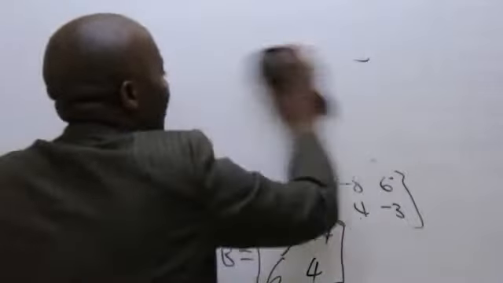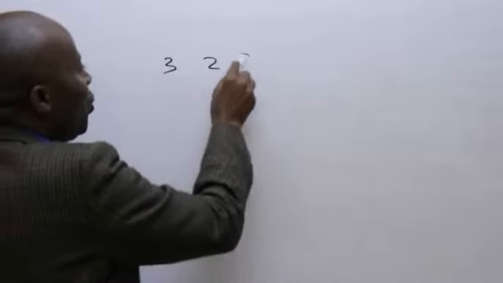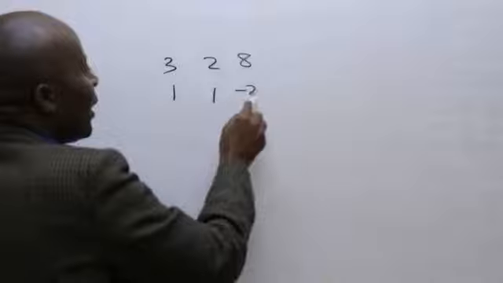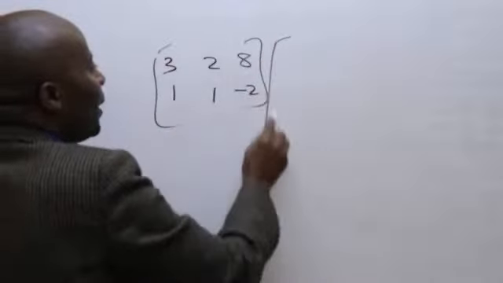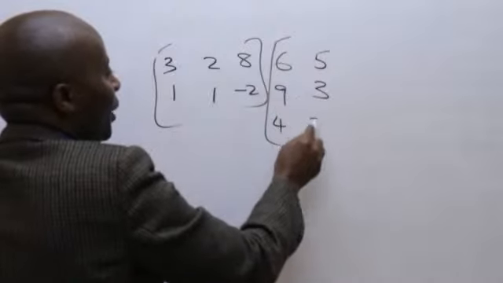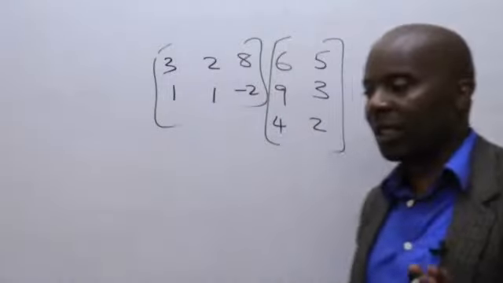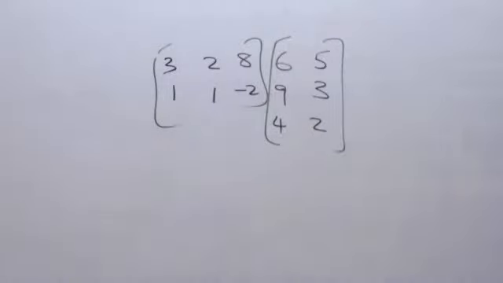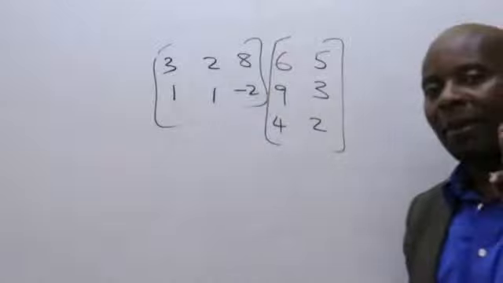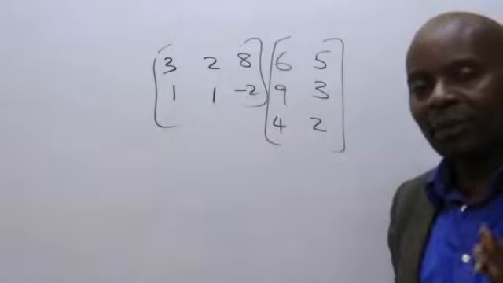Now, ladies and gentlemen, if you are given two matrices here to multiply, like 3, 2, 8, 1, 1, -2. You are told to multiply here with 6, 9, 4, and we have 5, 3, 2. You don't even have to assess these matrices for compatibility. What you need to do, ladies and gentlemen, is straight away to multiply your matrices.